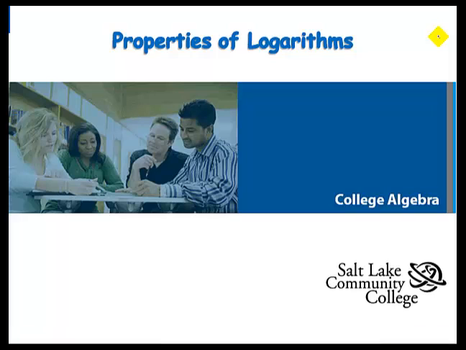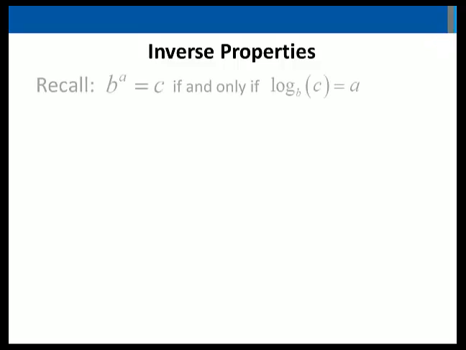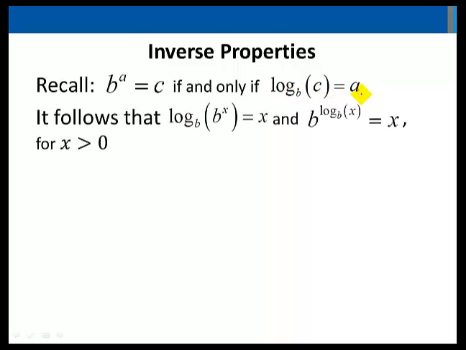In this lesson, we will look at properties of logarithms. Inverse properties. Recall, b raised to the power a equals c if and only if log to the base b of c equals a. It follows that log to the base b of b raised to the power x equals x and b raised to the power log to the base b of x equals x for x greater than 0. Examples. Log to the base 5 of 5 raised to the power 10 equals 10.